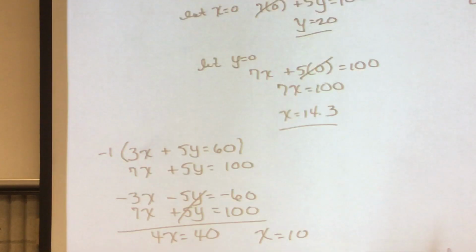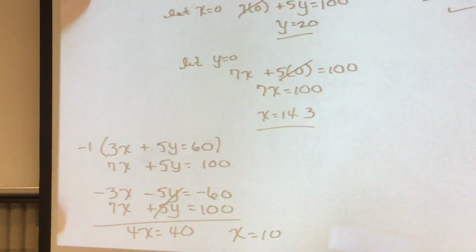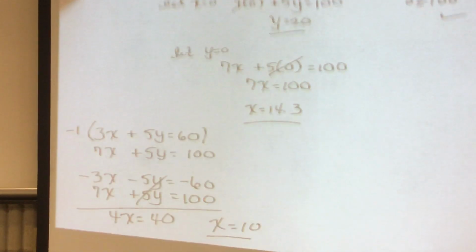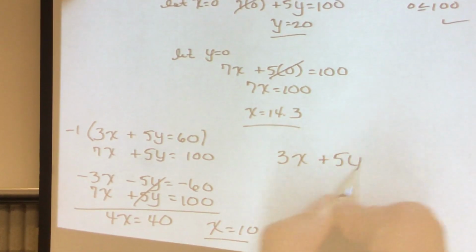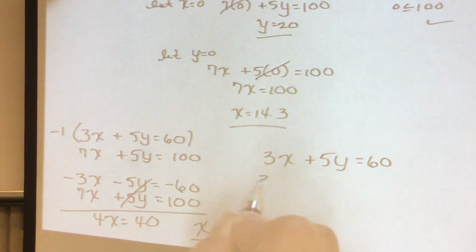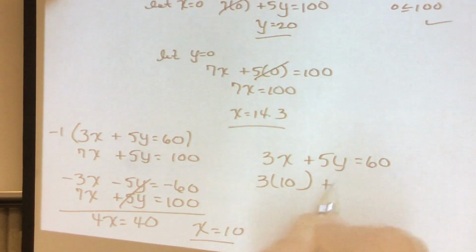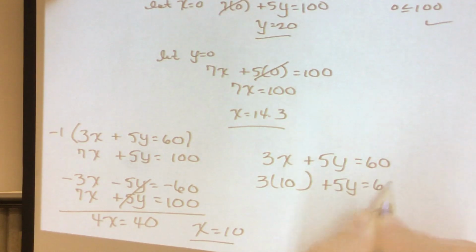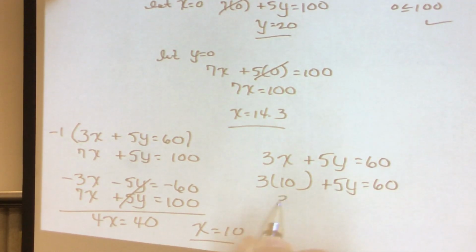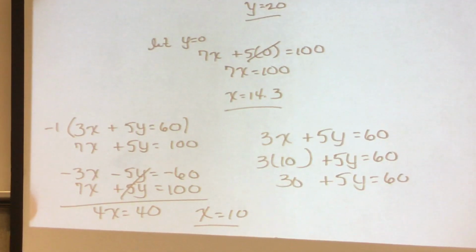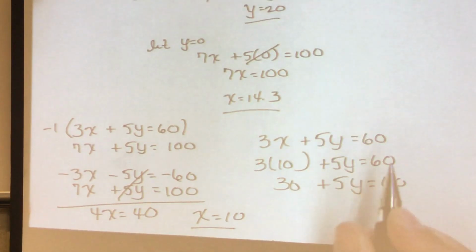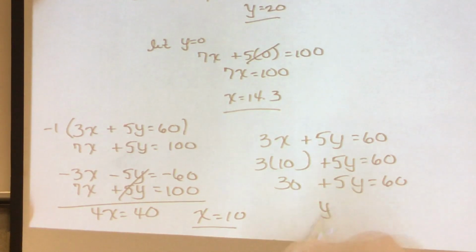Now substituting that 10 back into the first equation, I have 3x plus 5y is equal to 60. So 3 times 10 plus 5y is equal to 60. I have 30 plus 5y is equal to 60. Subtract 30 from both sides and divide by 5. I have y is equal to 6.